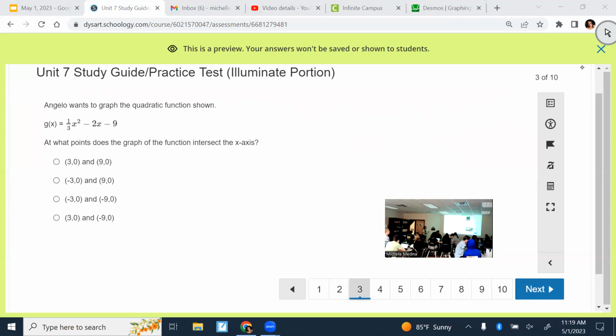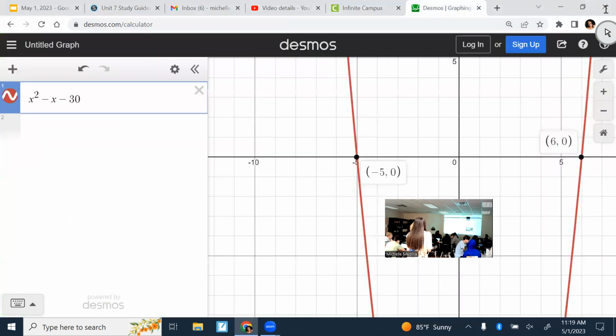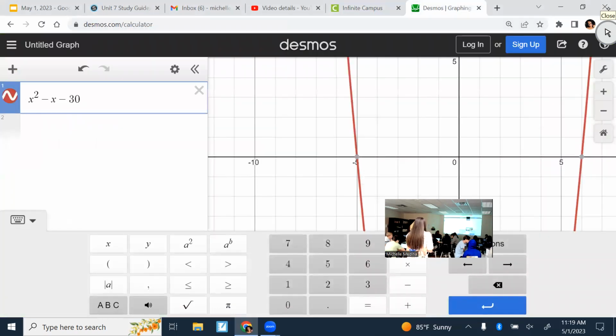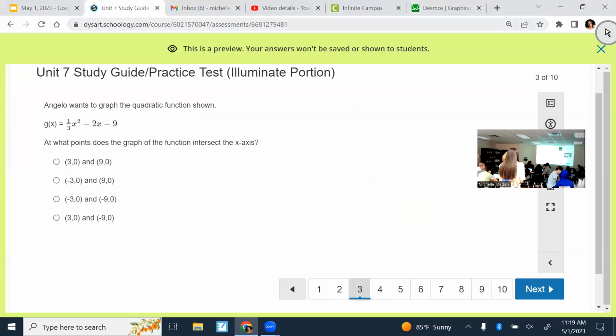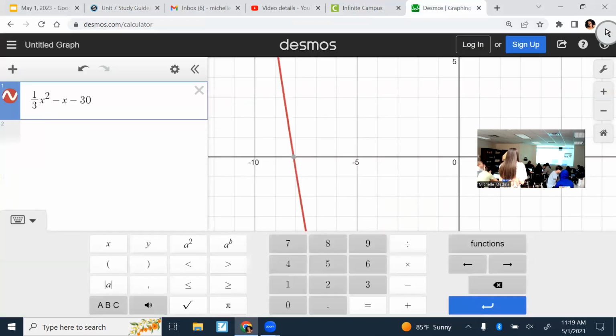I would not recommend completing the square, one, because the a is not 1, so you never learned how to do it like that. Would not recommend factoring, since there's a fraction. Quadratic formula you could probably do, but again, there's a fraction, so that makes it less fun. So graphing would have to be the best way. So 1/3 x squared, so 1 division sign 3, minus 2x minus 9. All right, so type it in just like that.